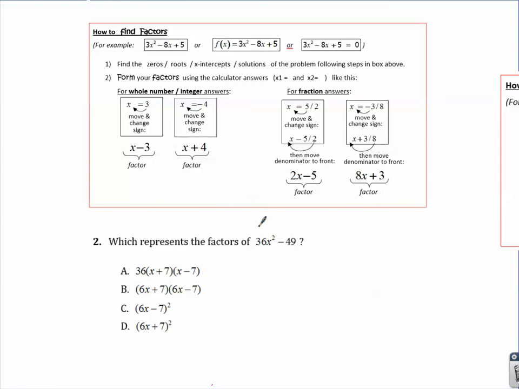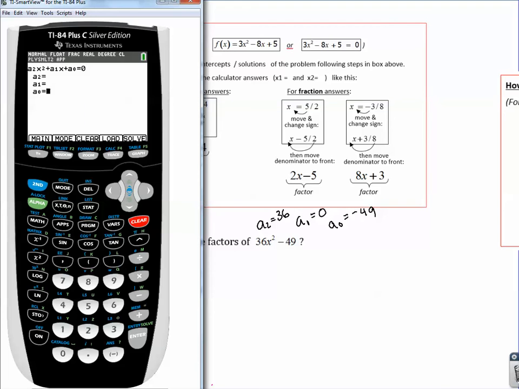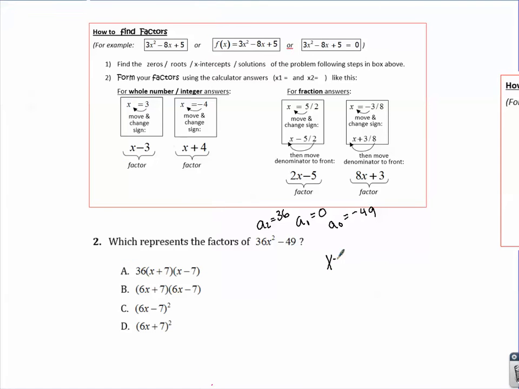So a sub 2 is 36, a sub 1 is 0, and a sub 0 is negative 49. So I can enter those in. So 36, 0, negative 49. I hit solve and I get my roots or my zeros. So I have that x is equal to 7 over 6 and x is equal to negative 7 over 6.